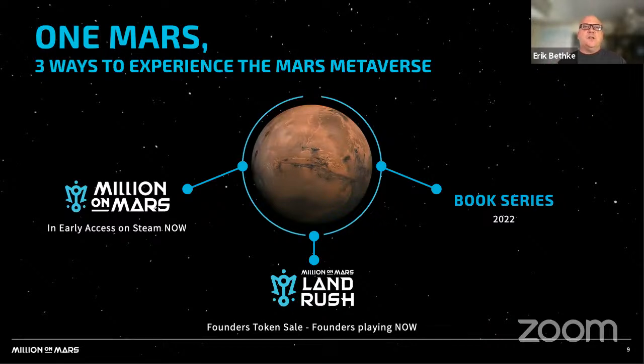Land Rush is our blockchain game. It's built on the Wax blockchain. It features non-fungible tokens. If you don't know what that means yet, it's kind of new stuff. It means that when you own something in Land Rush, you really own it. And that record of you owning it is written onto the blockchain record. It's like an open, transparent database or spreadsheet ledger.